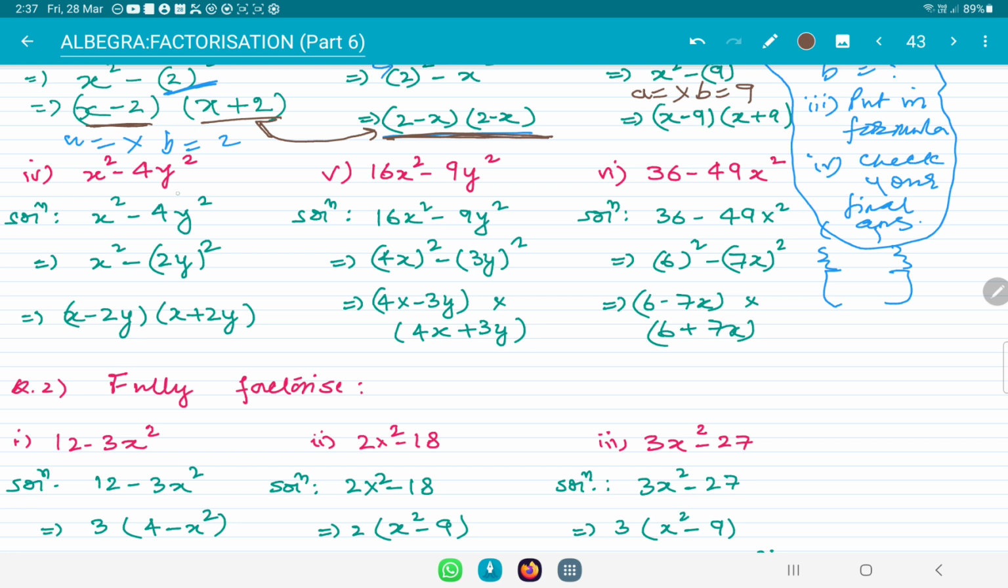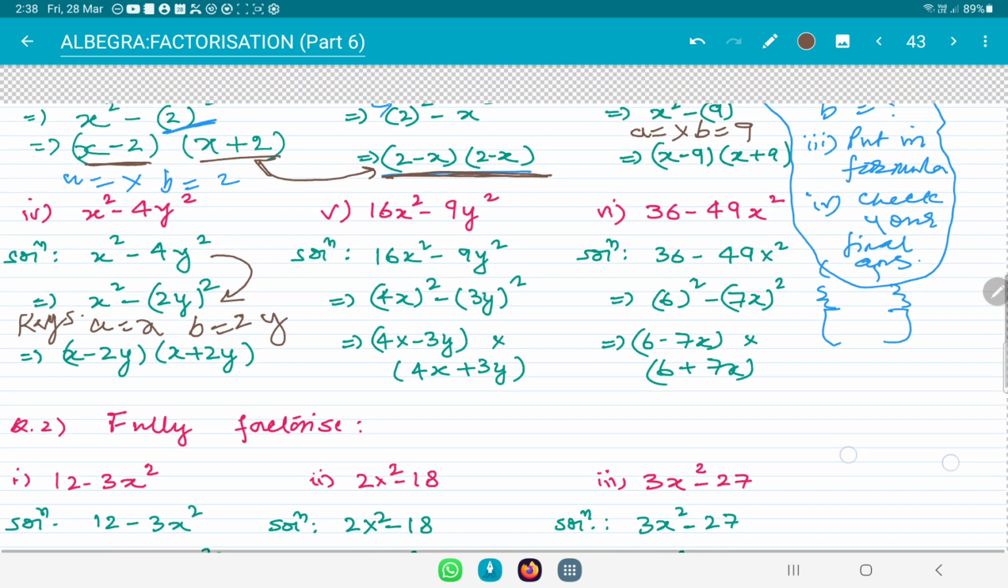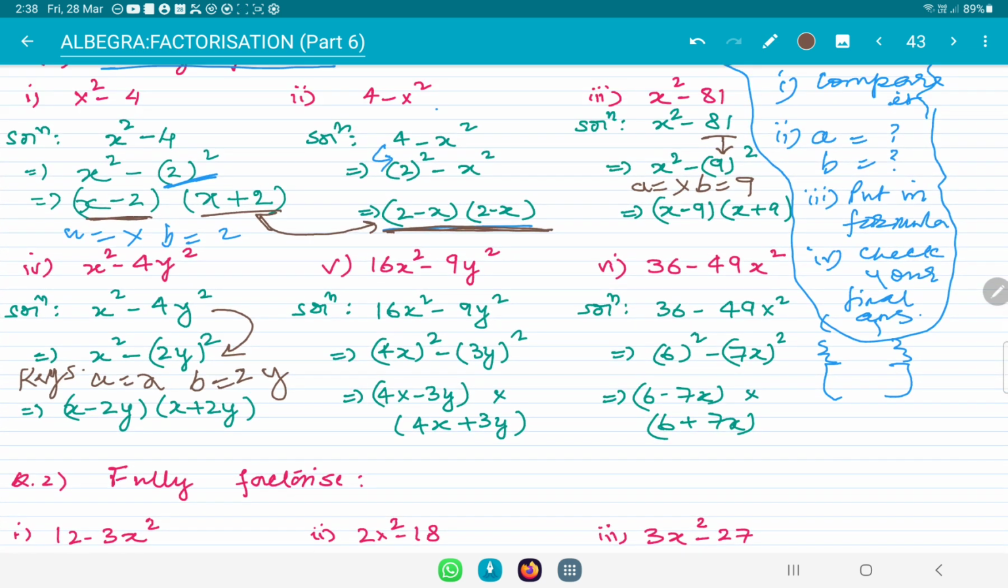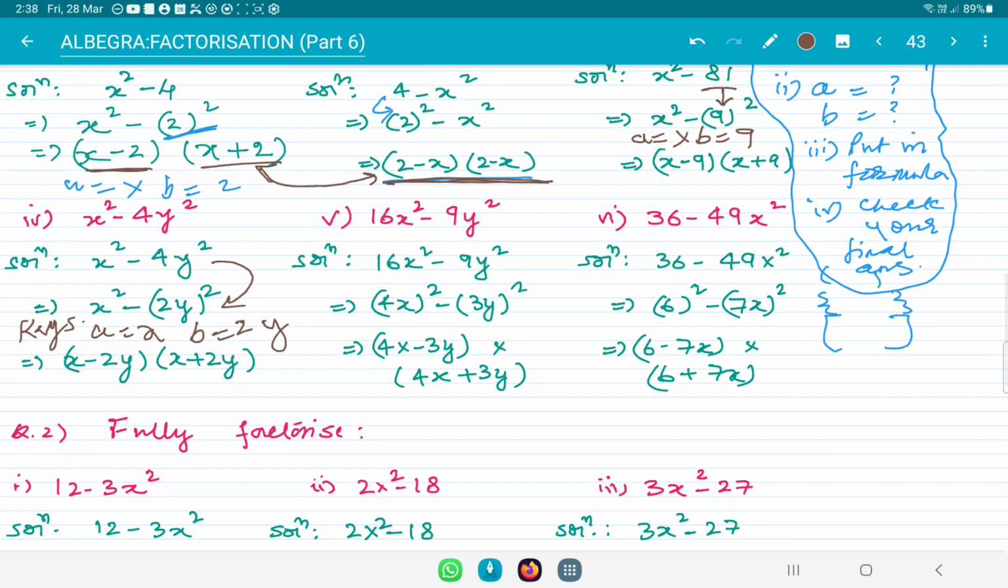Next question, x square minus 4y square. So 4y square can be represented as 2y whole square. So what is a? A is x and b is 2y. So just write in your formula. This is your keys. Every time you have to compare with your general formula so that you can get your keys and just write in the form of the general formula.